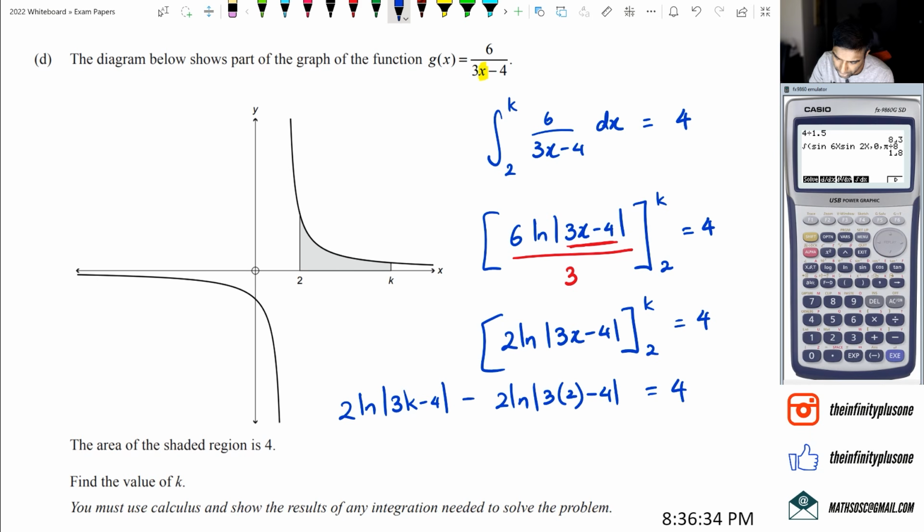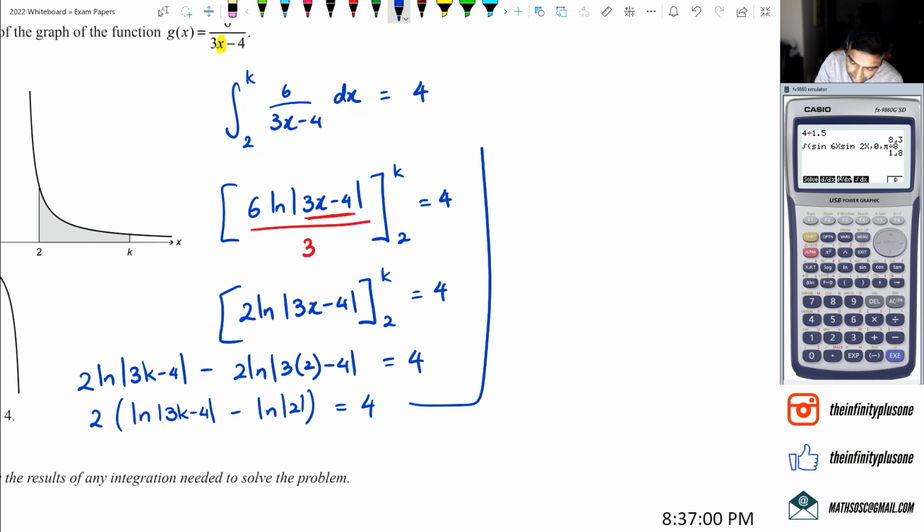Just want to double check if I'm actually on the right track. Yep, everything's looking good. So I'm going to take 2 out as a common factor, which means I'm going to get ln of 3k minus 4 minus ln of 2 is equal to 4.